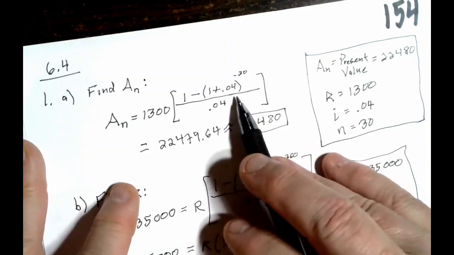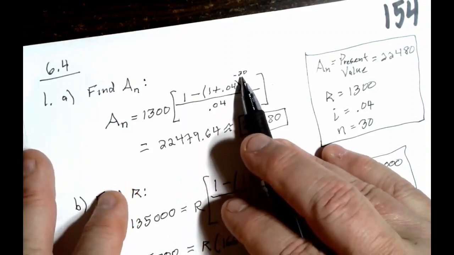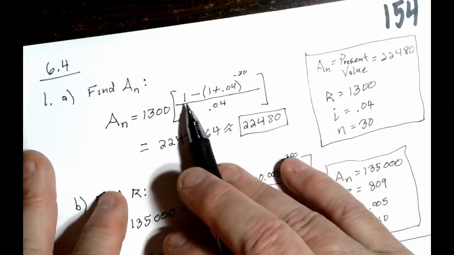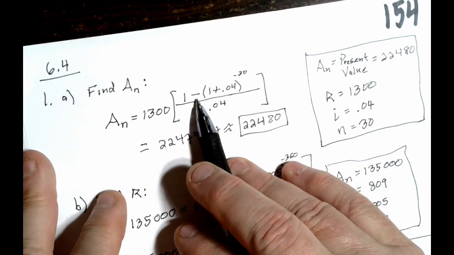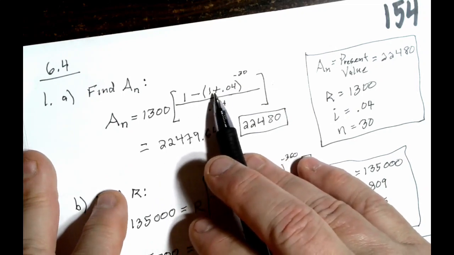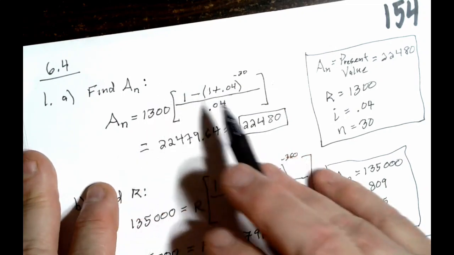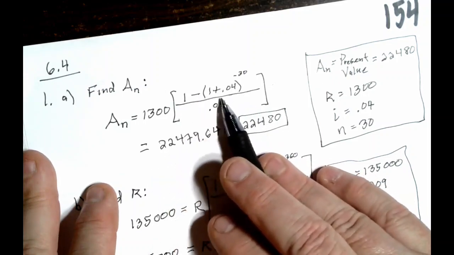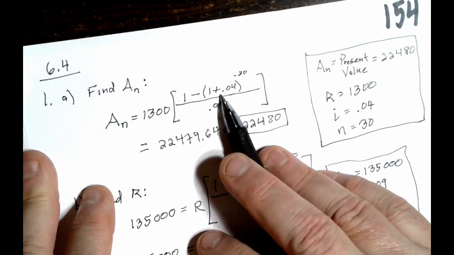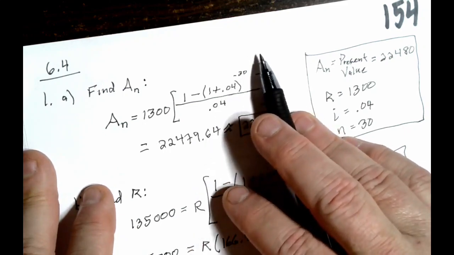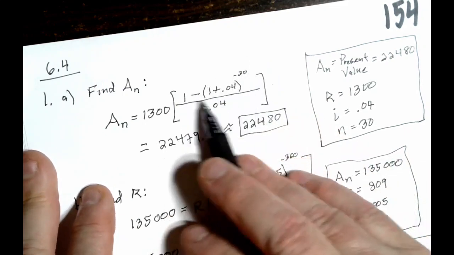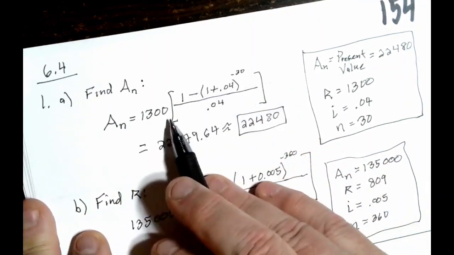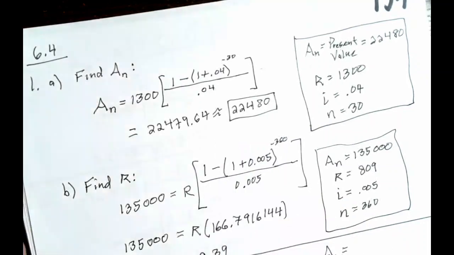And the way you can do that is you plug in 1.04 to the negative 30, hit enter, and then do 1 subtract, and when you want to pull up the number you just found, hit second enter, and it should say 1 subtract ANS, and ANS was the previous number that you just calculated. And when you hit enter, it tells you what the top is, divide by 0.04, tells you what that is, times 1300 tells you what that is.